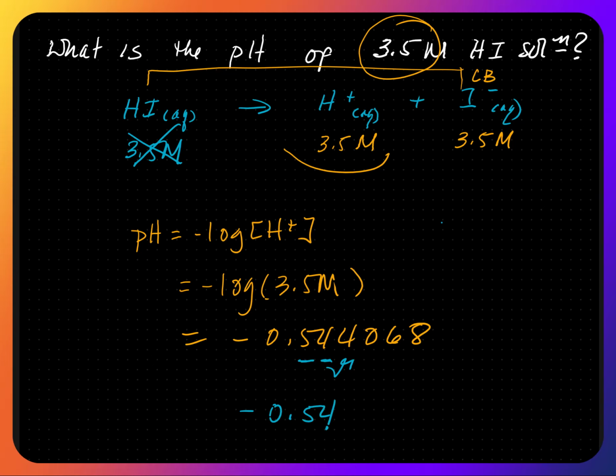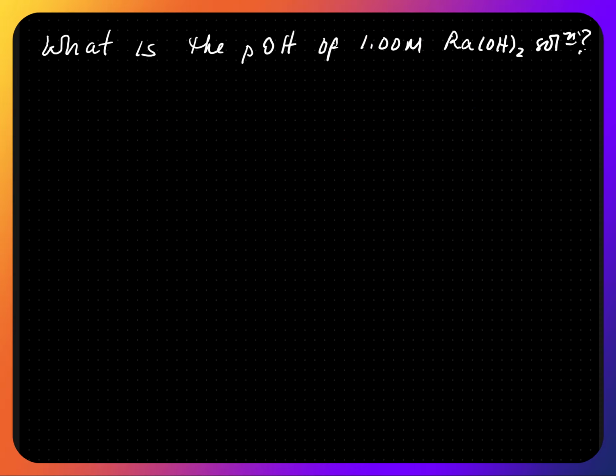pH and pOHs can have negative values. That just means that they're very acidic or very basic. Pause the video, try this problem on your own, and then check your answer.